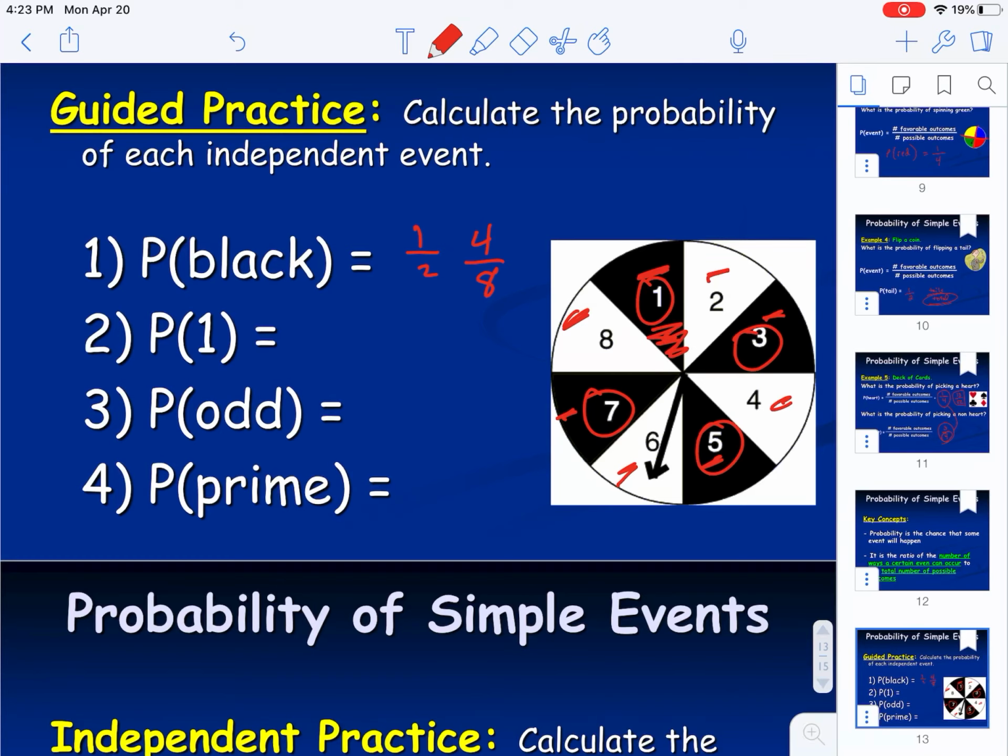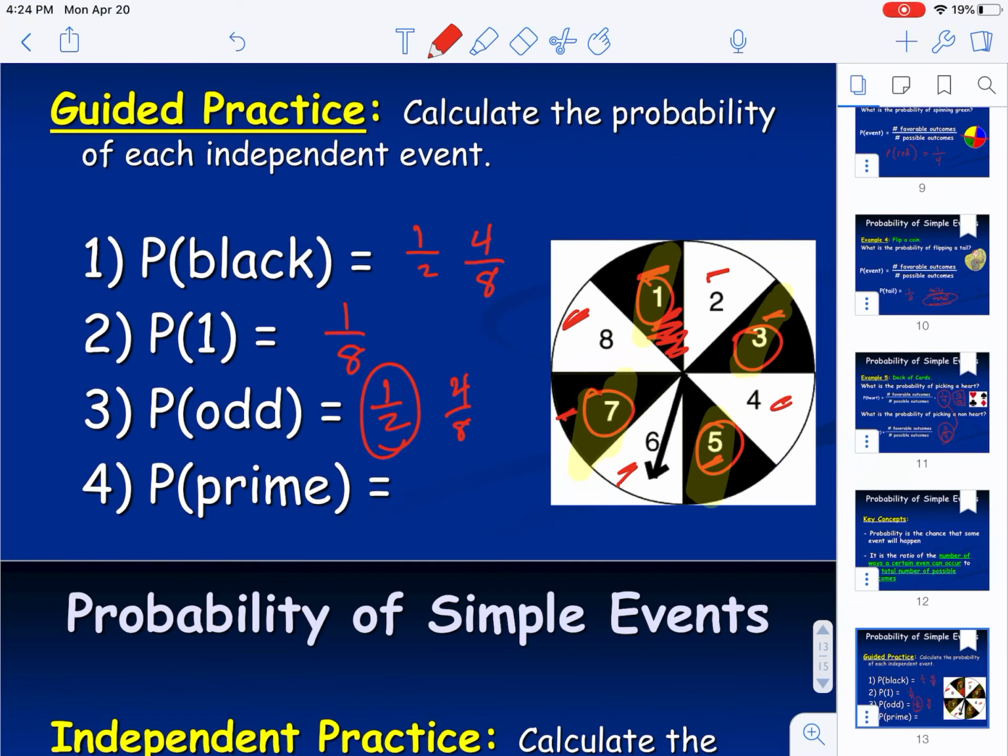Now, probability of a 1. There's 1 out of how many? 8. How about odds? Now, think about this. 1, 2, 3, 4, 5, 6, 7, 8. Half are even, half are odd. So 1/2. Now, if you didn't think about it that way, you could do that's odd, that's odd, that's odd, that's odd, and then you'll get 4 out of 8, which is the same as 1/2.